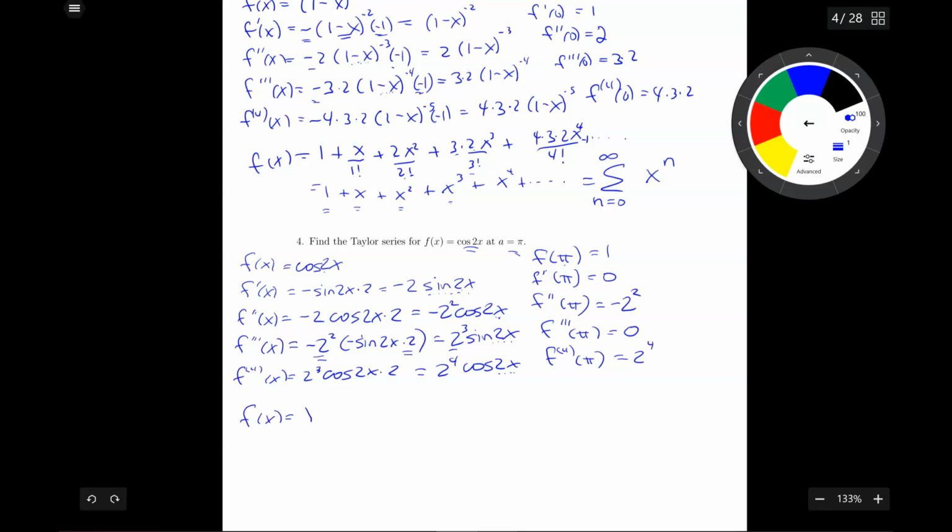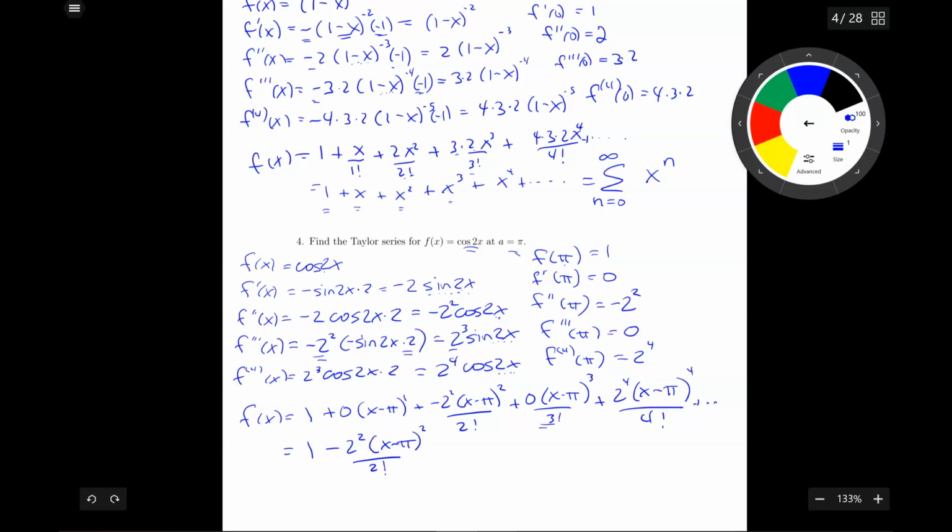All right, so putting it together, I have 1 plus 0 times (x minus pi) to the 1 power, plus a negative 2 squared times (x minus pi) squared over 2 factorial, 0 times (x minus pi) cubed over 3 factorial, 2 to the 4th times (x minus pi) to the 4th power over 4 factorial. Okay, let's eliminate these 0 terms. So I have 1 minus 2 squared, and then the 0's are gone. And then 2 to the 4th, (x minus pi) to the 4th power over 4 factorial.